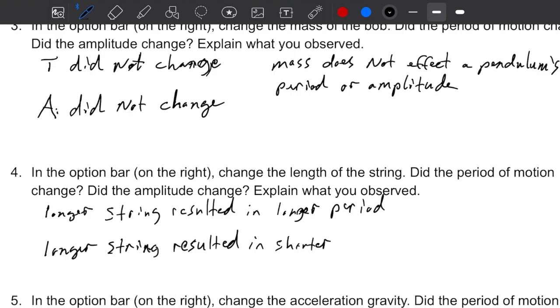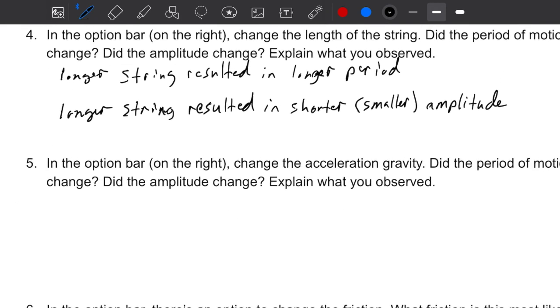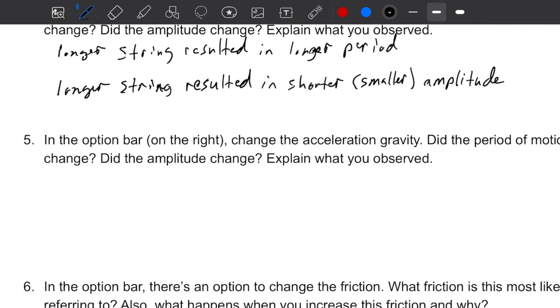For me, when I extended the length of the string, I actually saw a smaller amplitude. It did not go as far out. So I had a longer string and it didn't go nearly as far in deflection, the degrees that it was deflected from the equilibrium. In the option bar on the right, change the acceleration of gravity. Did the period of motion change?